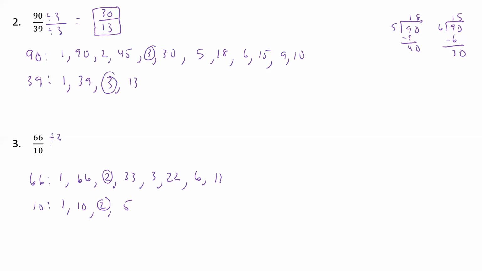So we divide by 2, divide by 2. Well, 66 divided by 2 was 33, and 10 divided by 2 was 5. And so 33 over 5 should have been what you got, okay?